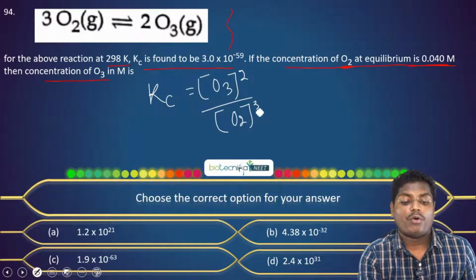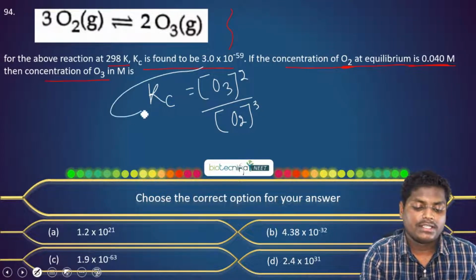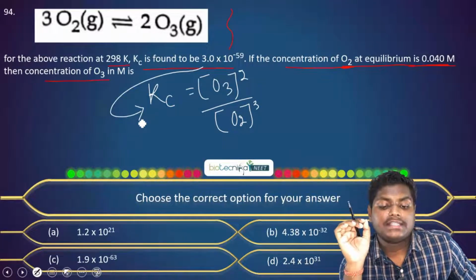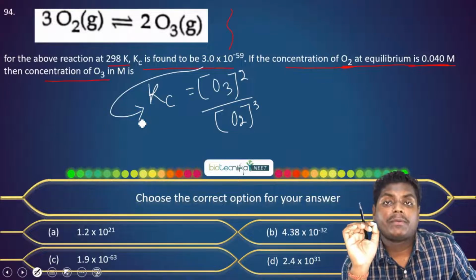So we have all the values here. Kc is given to us. The value of Kc is given to us. It's 3 into 10 to the power minus 59.